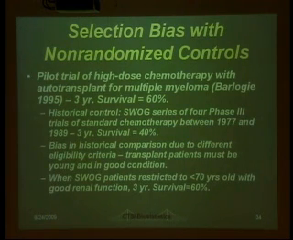Let's talk about this issue of selection bias. So here's an example of where you might see some selection bias. This is a pilot trial of high-dose chemotherapy with an autologous bone marrow transplant for multiple myeloma patients. This particular study found a 3-year survival of 60%, and they tried to come up with a historical control. They looked at a SWOG, a Southwest Oncology Group, series of 4 phase 3 trials of standard chemotherapy over a period between 1977 and 89. That had a 3-year survival of 40%.